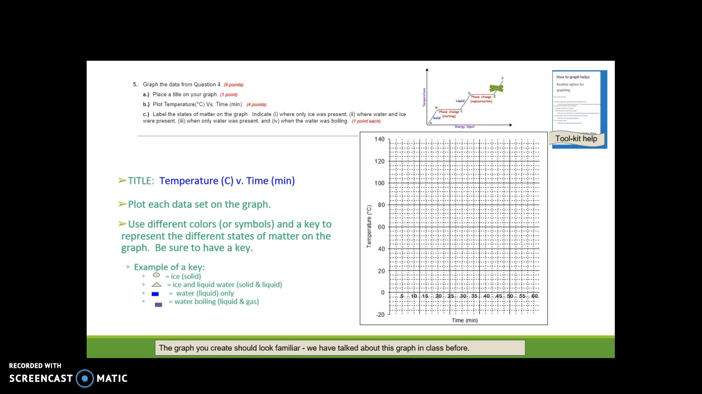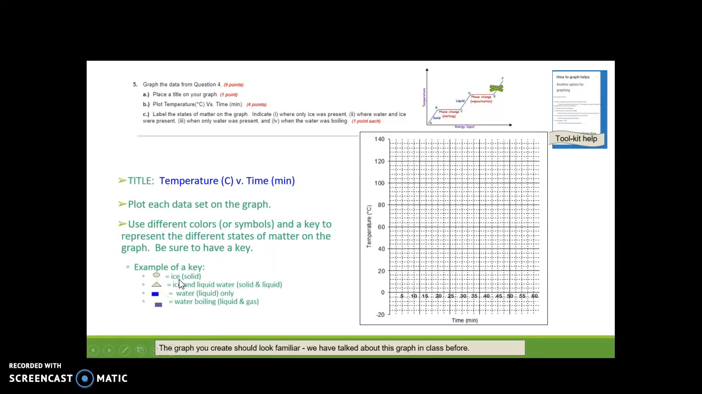Remember, you've seen this graph before. The difference is this part of the graph we did not do in the experiment. Be sure that you get the title in there. That's worth 1 point. Then you're going to graph your data and label it. That means you have to have a key. You can have something as simple as this down here. There's other ways you can do it. This is just my example of I changed the shape and the color. You can just change the color, but it's labeled and I have it clearly showing.